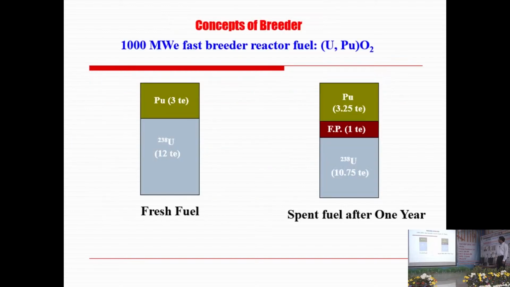In the case of breeding technology, suppose in fast reactors with 100 megawatt electricity generation we are using natural uranium or plutonium oxide fuel. Initially, suppose you take 3 tons of plutonium, and the rest is uranium-238, 12 tons. After irradiation in the nuclear reactor, if you do the reprocessing, we are now generating 3.25 tons of plutonium. Initially we had taken 3 tons, now we are generating 3.25. It will be reprocessed and we can recover the plutonium, and then it can be reused again in the reactors. That is the technology side.